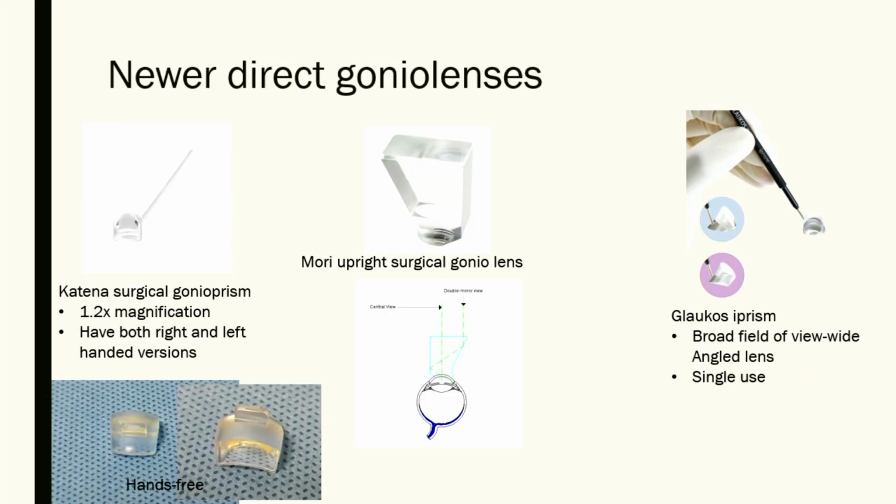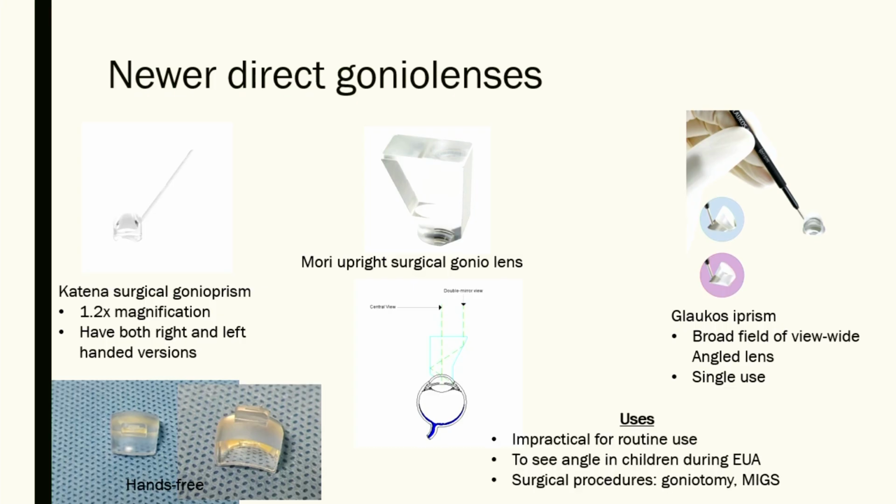These are the newer gonio lenses that we will find more often in our operating theaters. The Catena gonio prism comes in different forms. You have the right-handed version, the left-handed version, and even a hands-free version. It gives a magnification of 1.2 times. There is a Mori's gonio lens and even a Glaucos eye prism, which is a single-use angled lens, and it gives you a broad field of view. So these are impractical for routine use.